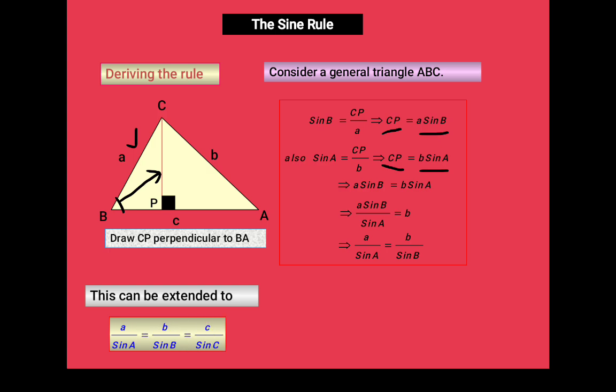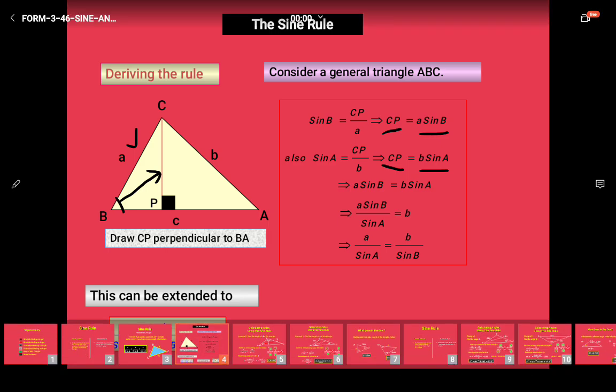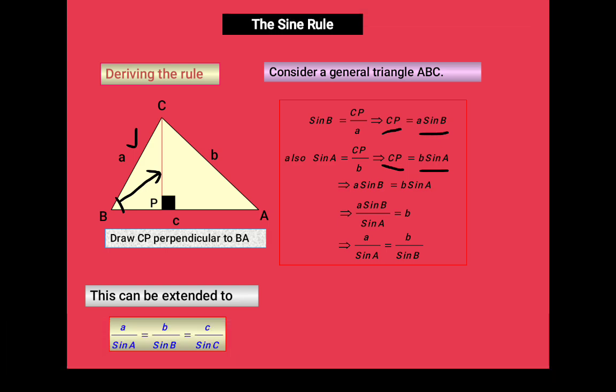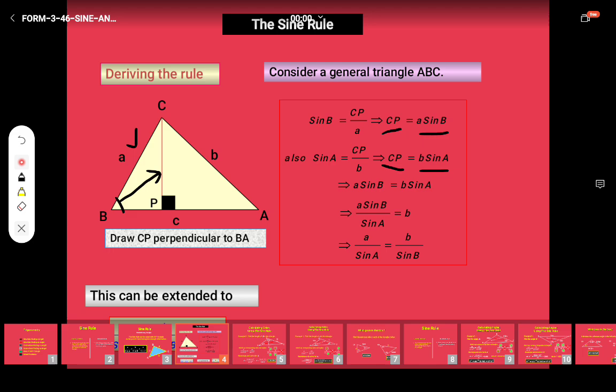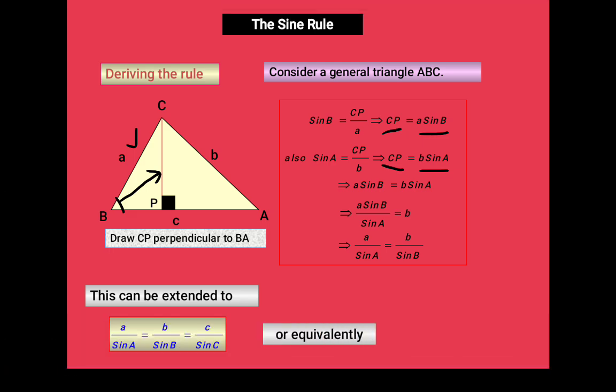So we can extend this fact to produce one equation, whereby we are saying that the ratio of A to sine A is equal to the ratio of B to sine B, which is equal to the ratio of C to sine C. So this is called the sine rule.